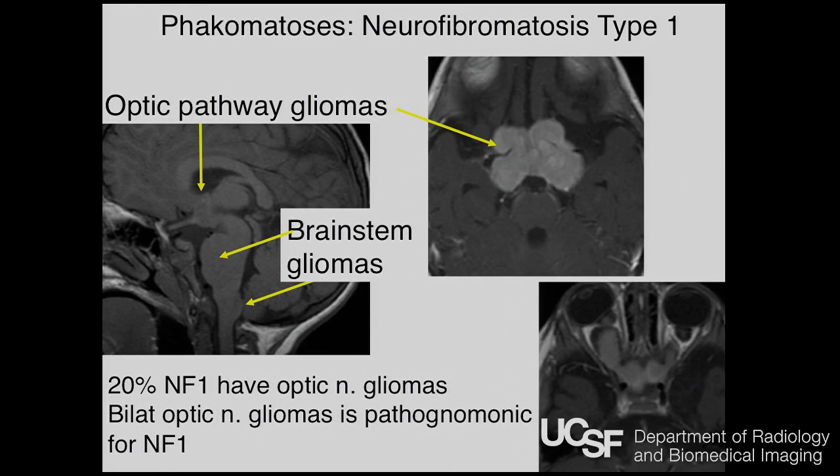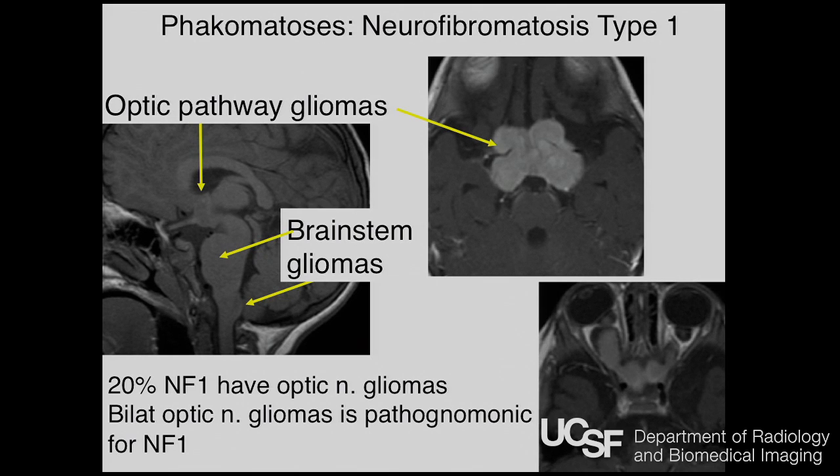And now we're going to spend some time on phacomatoses. Neurofibromatosis type 1 is the most common type of phacomatoses, so it's the one you're most likely to encounter. And in these children, we typically look for brain tumors. And in particular, one of the more common locations that they are likely to have a brain tumor, which is typically a glial cell tumor or a glioma, is in the optic pathway.